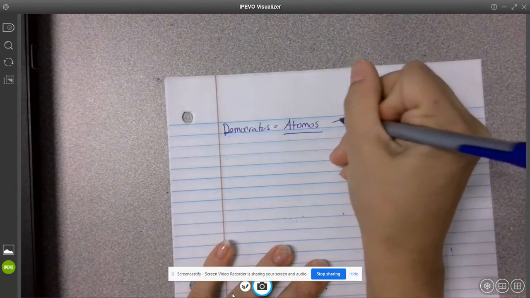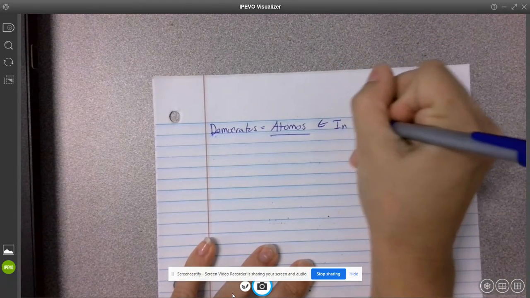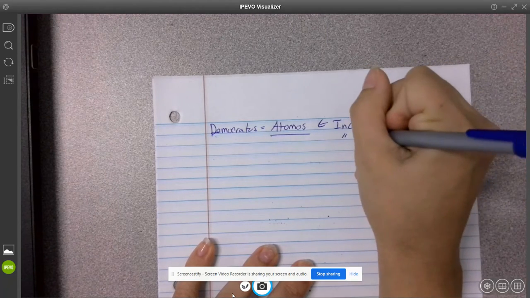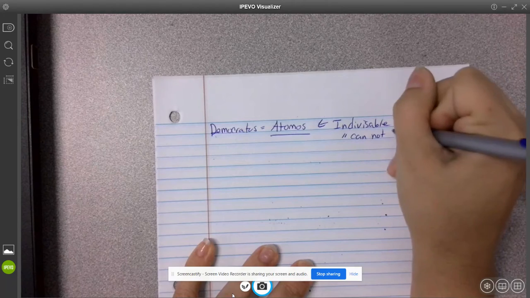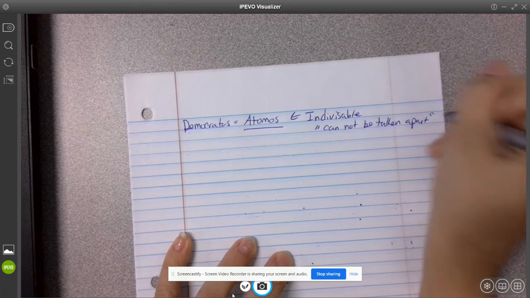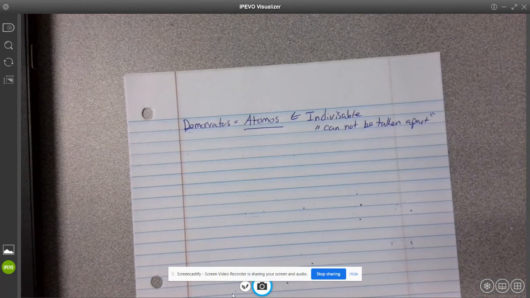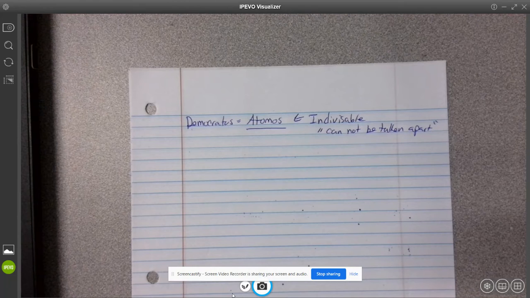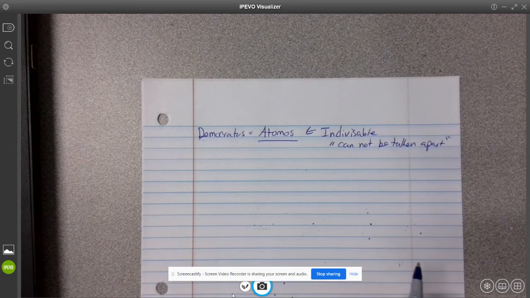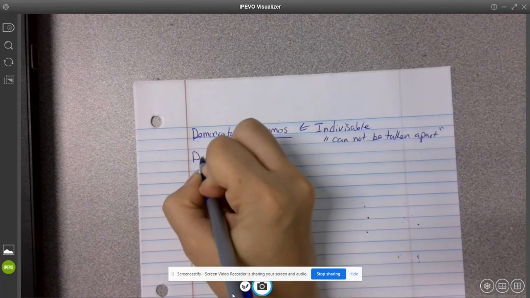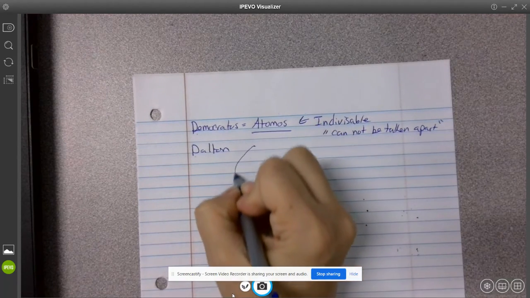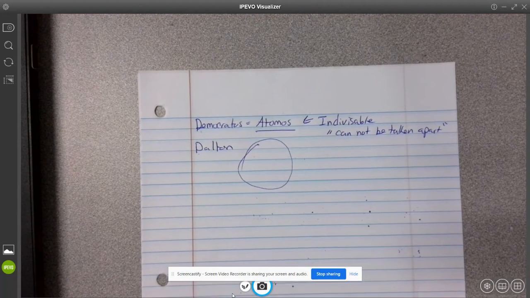So atomos is actually a Greek word for indivisible, meaning cannot be taken apart. So Democritus came up with the idea for atoms. Didn't really give us a model. It wasn't until the 17th century that we had Mr. Dalton, who gave us the idea that atoms must be in a spherical shape.